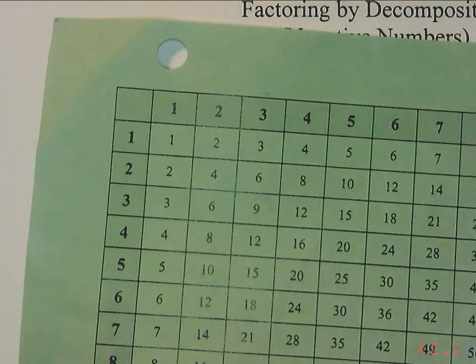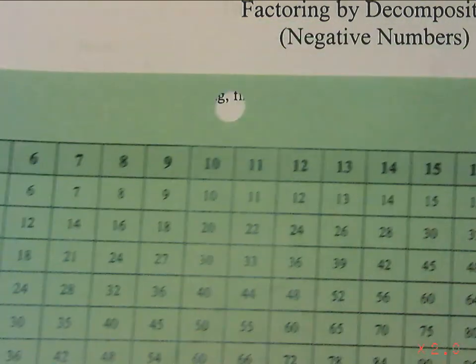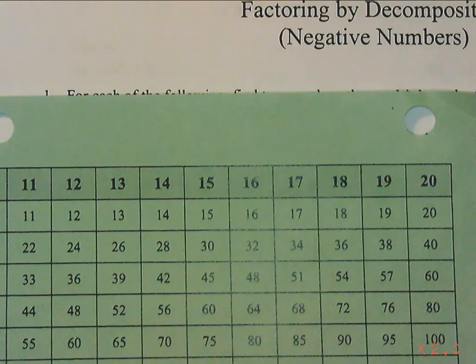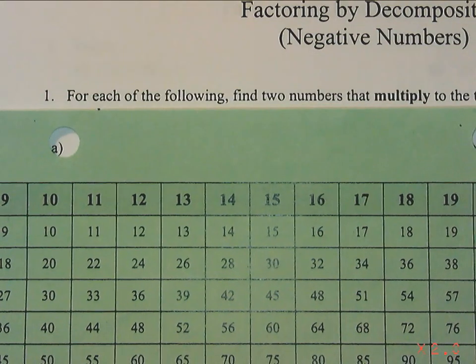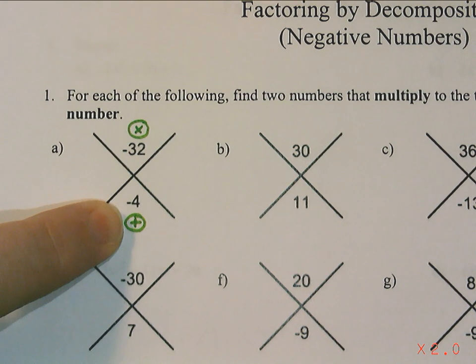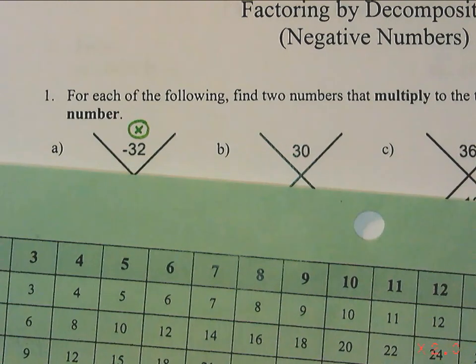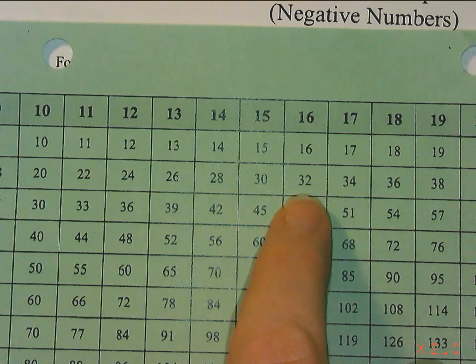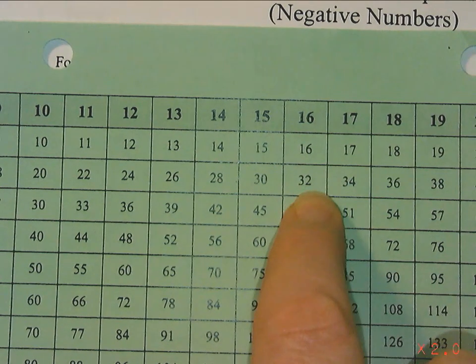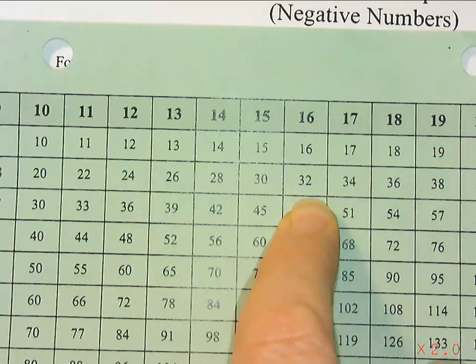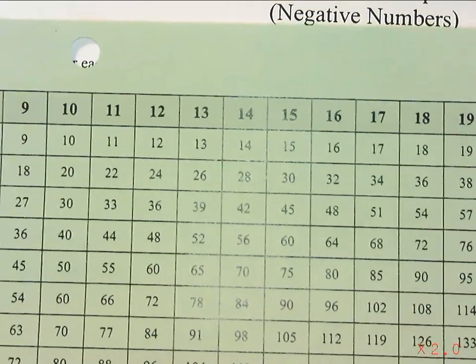If I take a look at my grid, I know that my first row only goes to 20, but it does actually keep going if I were to continue it. So I know that 1 and 32 multiply to 32. Are those going to add or subtract to 4? No. All right, let's see where else we can find a 32. Aha, I see one here. That is 16 times 2. 16 and 2 add to 18, and they subtract to 14, and we are looking for 4, so that's not going to work. I'm going to find another 32.